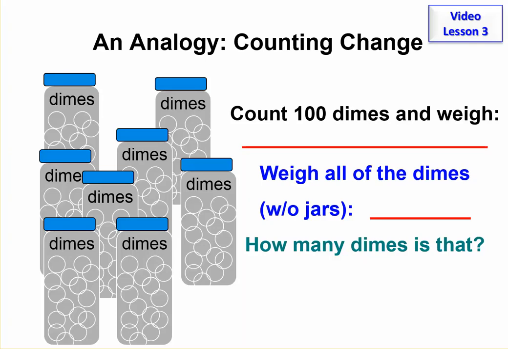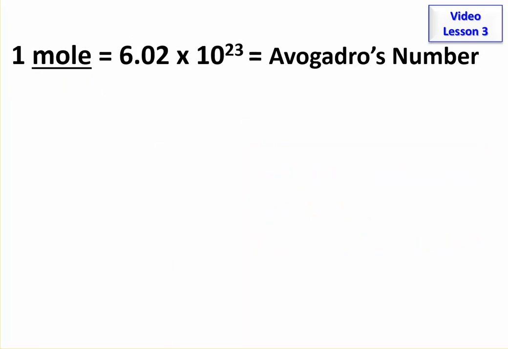We want to do the same thing with atoms that we did with dimes, be able to weigh them, to count them. Instead of counting 100 atoms or molecules, we're going to use a much bigger number so that the mass is something that's reasonable to deal with in the lab. We're going to use this number. It's called Avogadro's number. It's a huge number, and as you'll see, this gives us masses for this number of atoms that are reasonable.